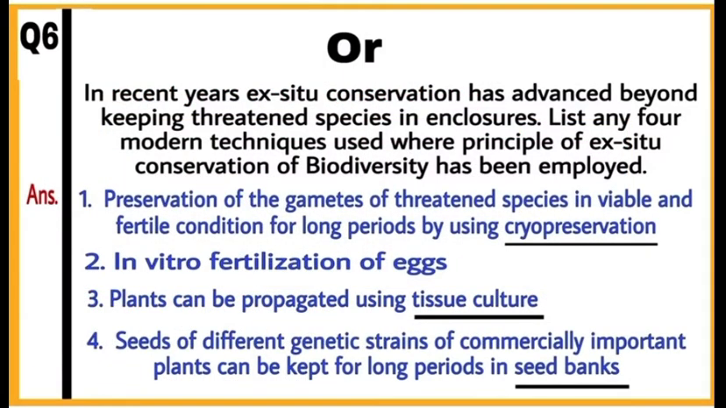There is a choice in question number 6 also. In recent years, ex situ conservation has advanced beyond keeping threatened species in enclosures. List any 4 modern techniques used where principle of ex situ conservation of biodiversity has been employed.